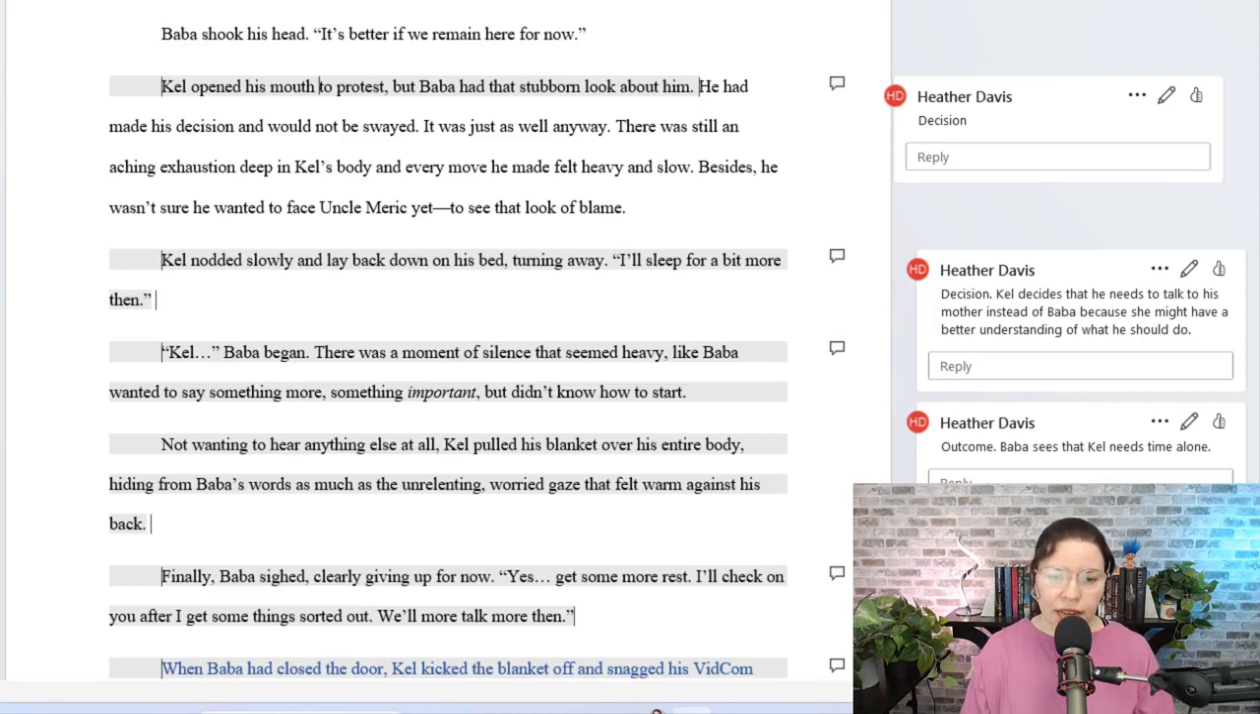"Kel," Baba began. There was a moment of silence that seemed heavy, like Baba wanted to say something more, something important, but he didn't know exactly how to start. Not wanting to hear anything else at all, Kel pulled the blanket over his entire body, hiding from Baba's words as much as the unrelenting, worried gaze that felt warm against his back.